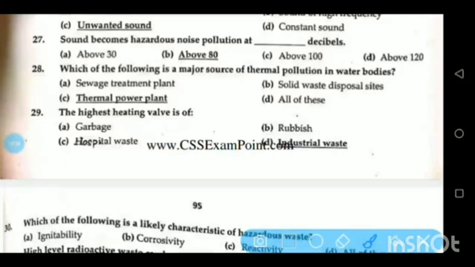Sound becomes hazardous noise pollution at above 80 decibels. Which of the following is a major source of thermal pollution in water bodies? Thermal power plant. The highest heating value is of industrial waste.